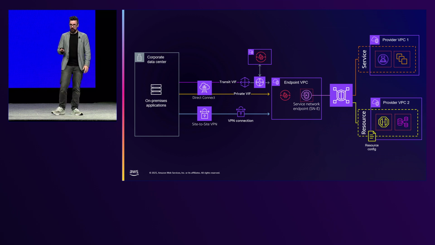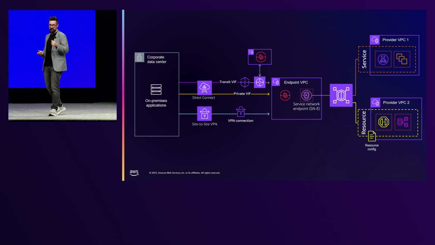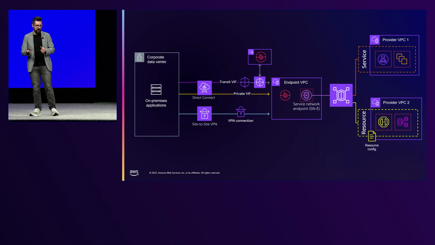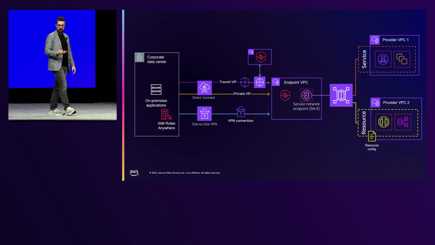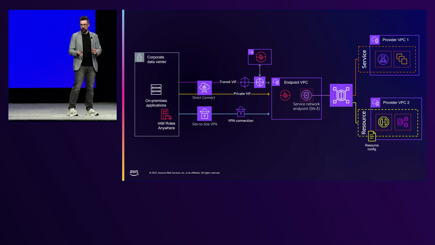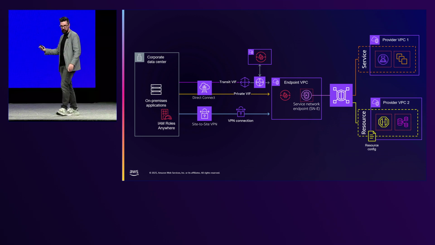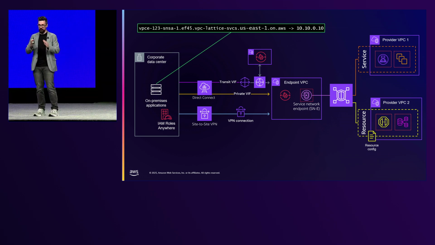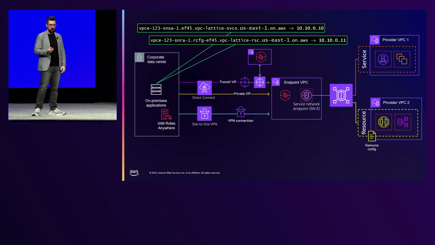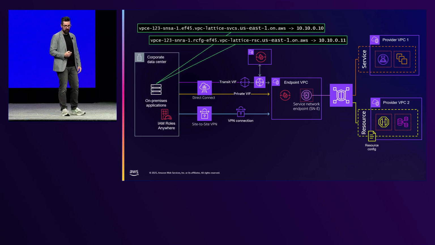So we could even throw a firewall endpoint in there if we're using a private VIF and a VPN connection to a virtual private gateway. And if we want to sign our requests from on-premises, we could use IAM Roles Anywhere to ensure that we're doing that SigV4 signing as well. And when we go to resolve DNS, that will now resolve to those routable IPs, which will be reachable over our hybrid connectivity, both for services as well as resources.